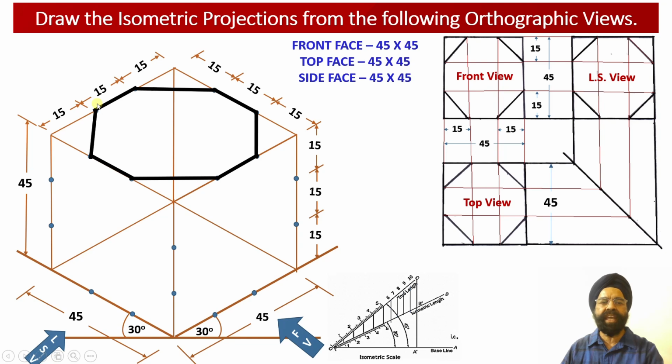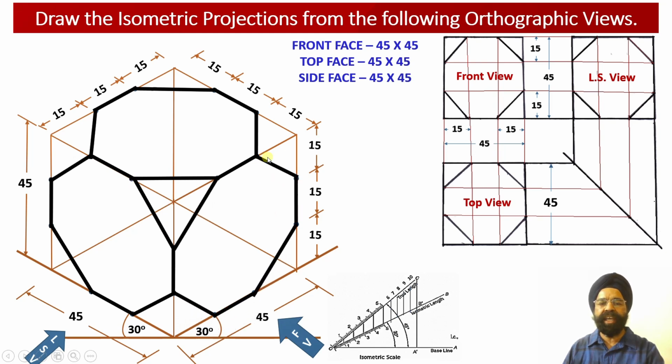Now we are able to obtain an octagonal shape in the top face projections of this solid over here. Similarly, corresponding to the left hand side view face, we are able to obtain the octagonal projections on the left hand side view face over here. And finally, corresponding to the front view face, we have been able to obtain the octagonal projections represented on the front face of this particular solid.